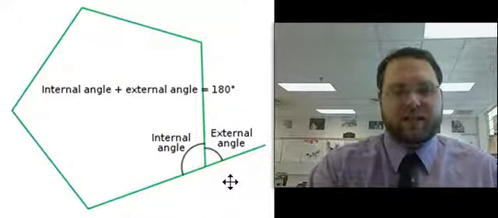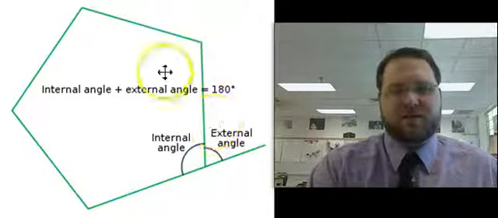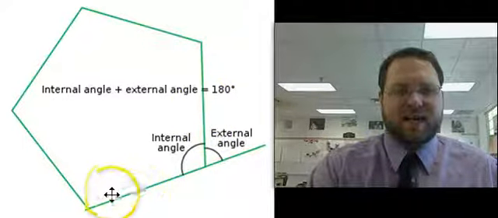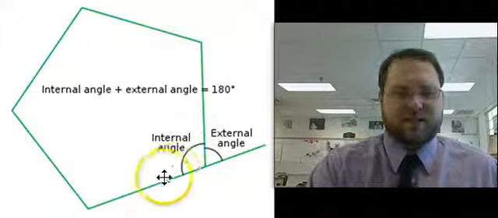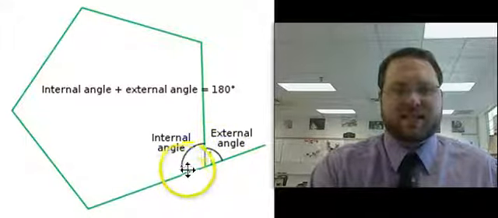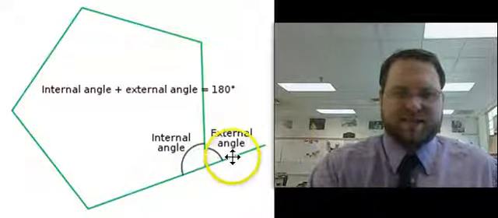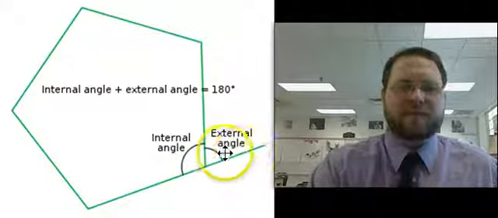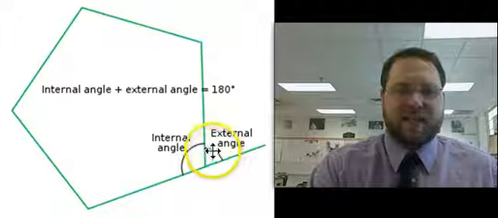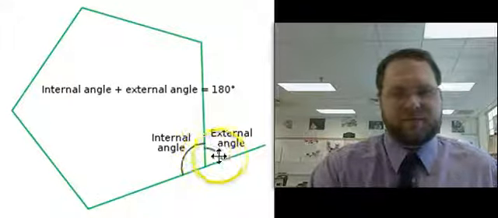External angles are a little bit trickier. To get an external angle, what you do is you take one of the sides of an interior angle, and you're going to extend it outward. So here they took this side and extended it outward, and the external angle is the angle that makes with the side of the figure.